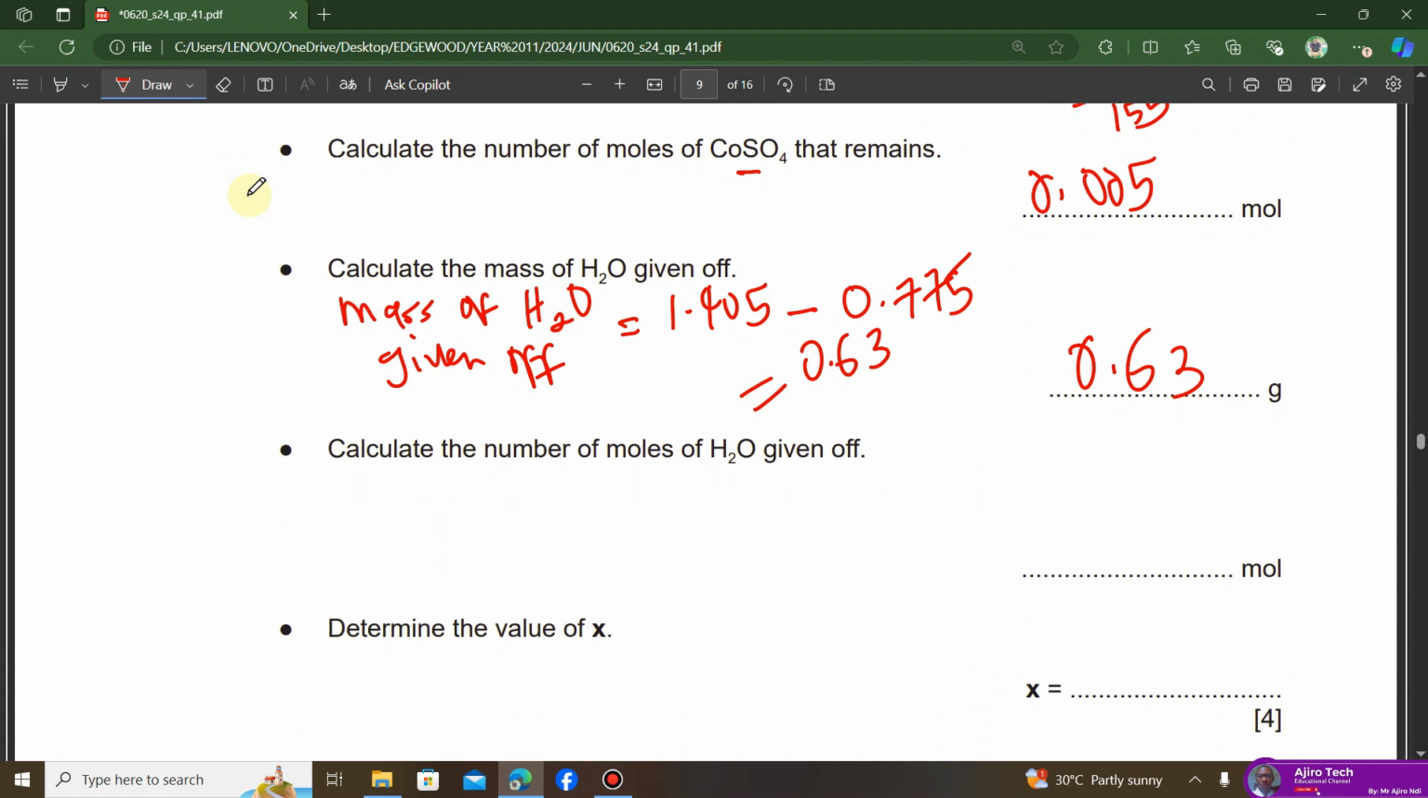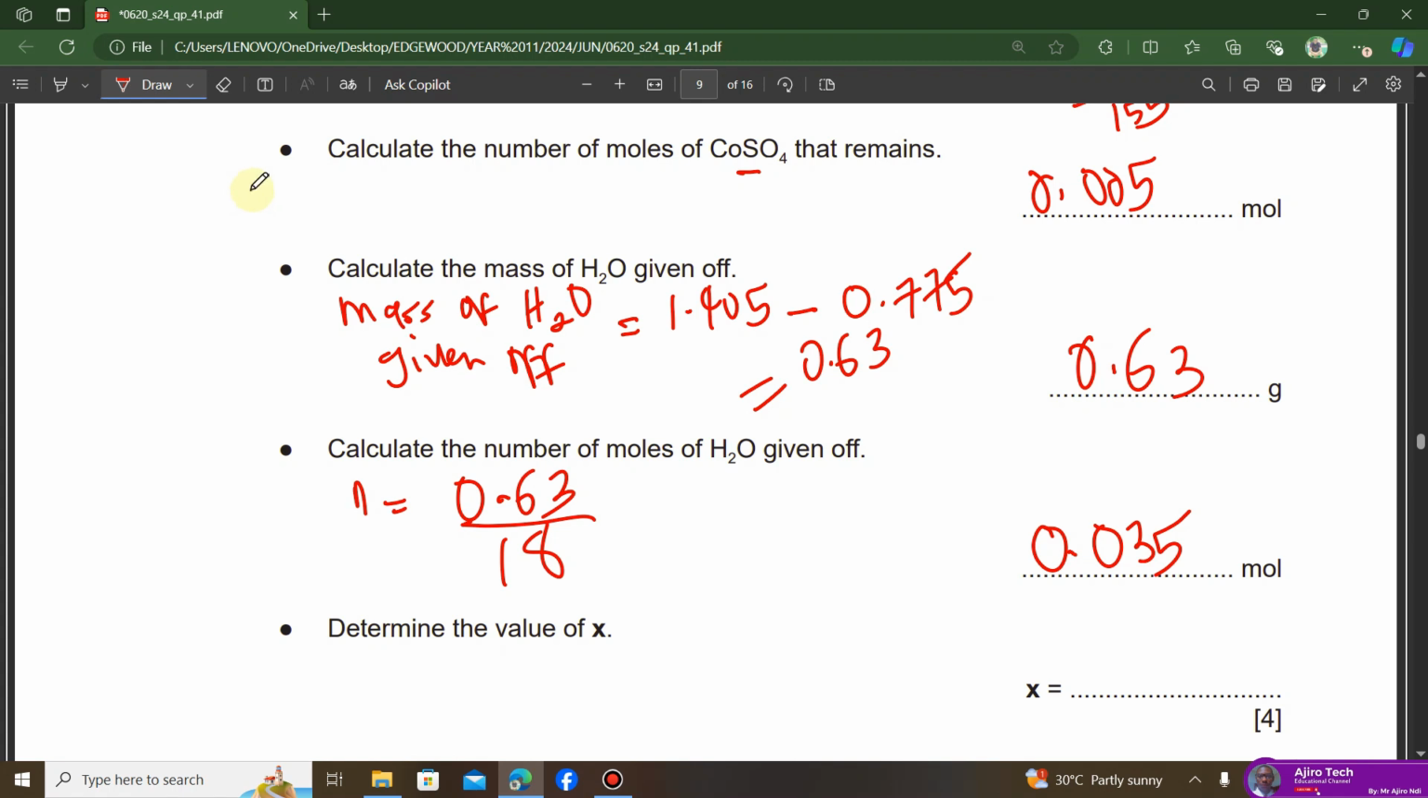To get the number of moles of water, we remember the number of moles of water is the mass of water, which is 0.63, divided by the molar mass of water, which is given already to be 18. So let's compute that as well. 0.63 divided by 18, and I have 0.035. So that's the number of moles of water.